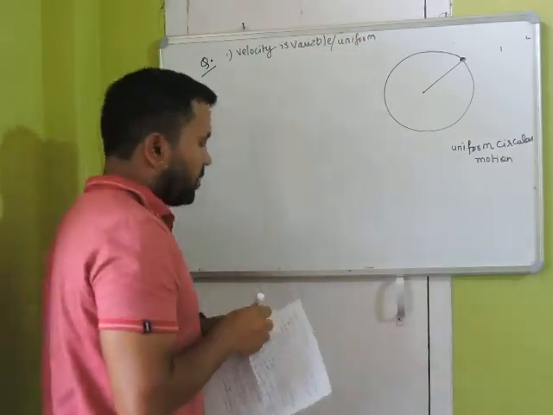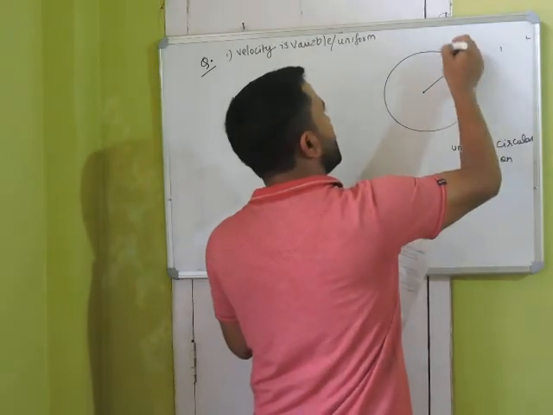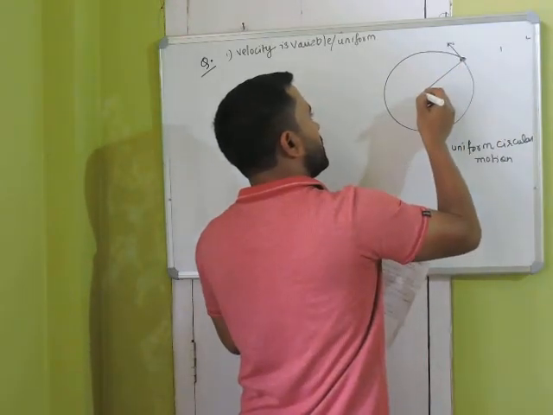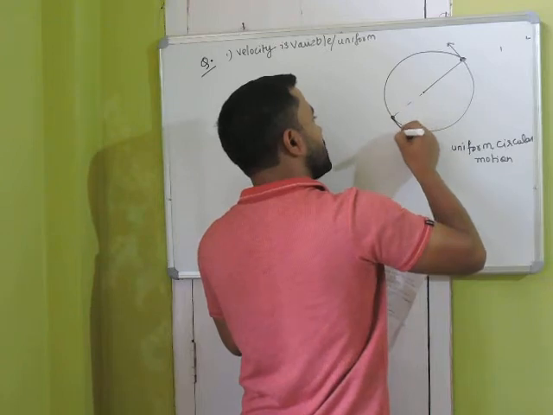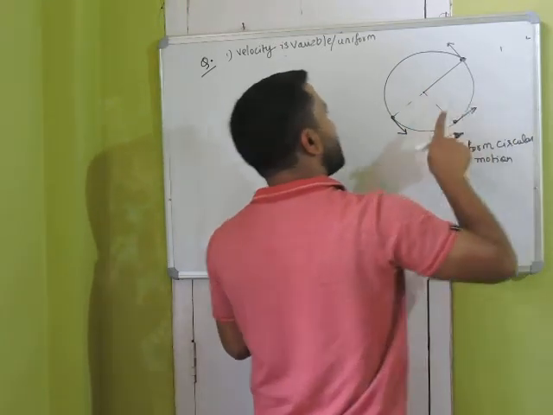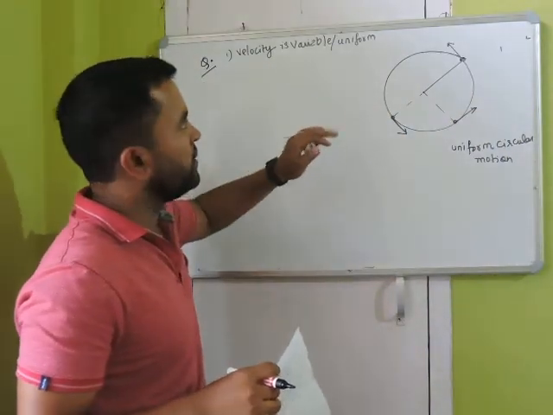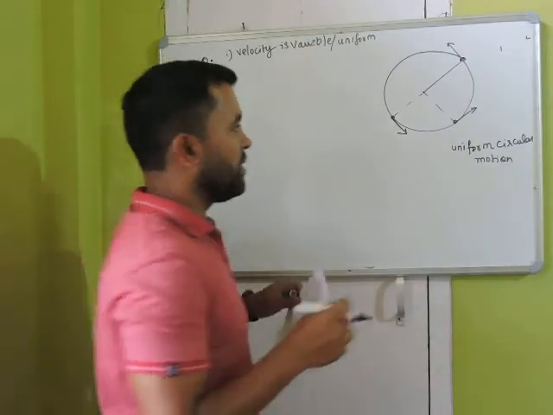As we talked about, let us say the stone is going like this. If the stone is here, the velocity is in this direction. If the stone is here, the velocity is in this direction. So of course the velocity is variable, because velocity is a vector quantity. Speed is not variable, speed is constant.